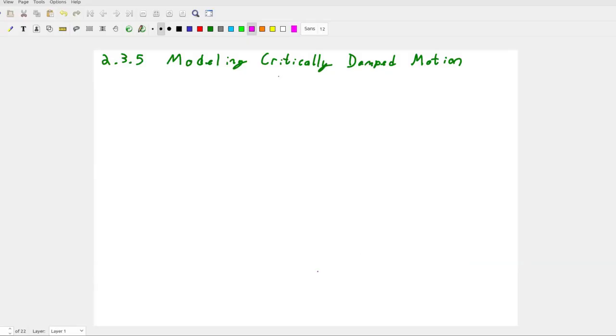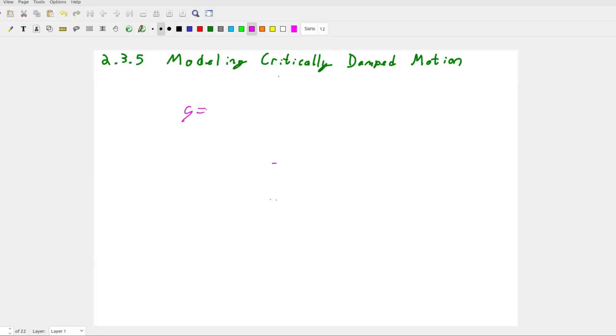Section 2.3.5, modeling critically damped motion. We've done underdamped motion, we've done overdamped motion. We're left with one specific case, that's critically damped motion. It is mathematically an overdamped case because it doesn't oscillate, but it is the limit of the overdamped case as we add damping. And because it's at the limit, we can get a slightly different solution for our quadratic expression.